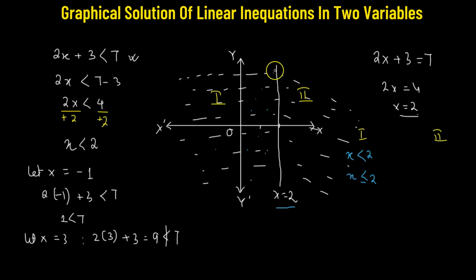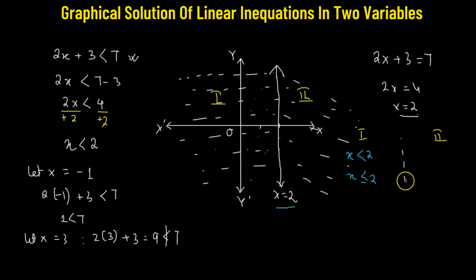So we're excluding the points on the line. We can say we are excluding the line. And if we say x is less than or equal to 2, then we have to consider all the points on the left side, which is region 1, including the points lying on the line as well.